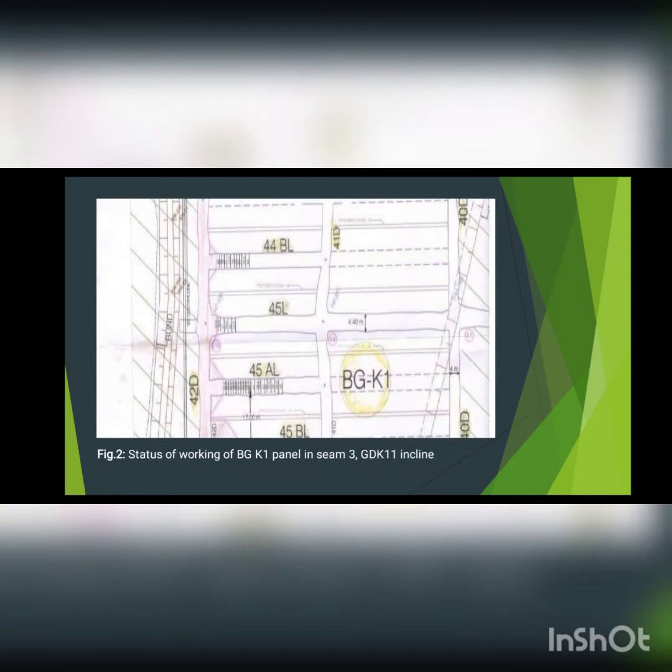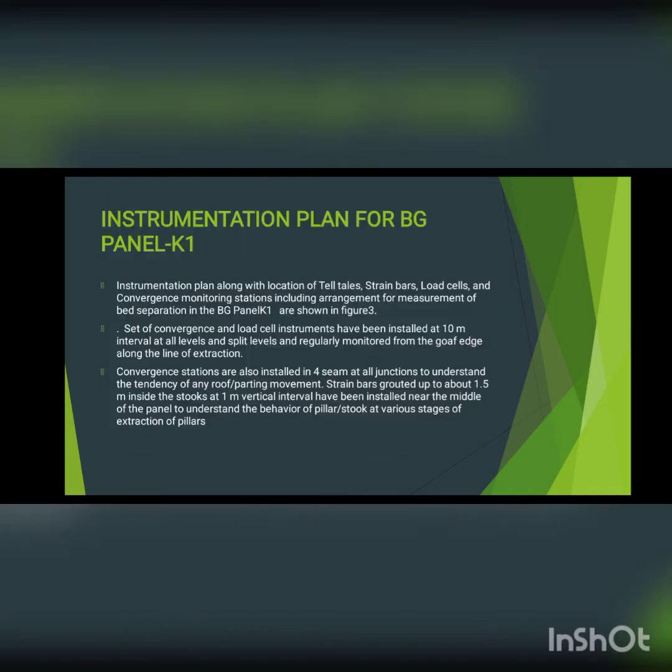And then we have the location of BG panels K1, K2, K3 at GDK11 mine, and the CC working of BG K1 panel in seam 3, GDK11 incline. So you can have a look here at how the BGK1 panel was there in GDK11. And then we have the instrumentation plan for BG panel K1. The instrumentation plan along with the location of telltales, strain bars, load cells and convergence monitoring, including arrangement for measurement of bed separation in the BGK1 panel, is shown in figure 3.